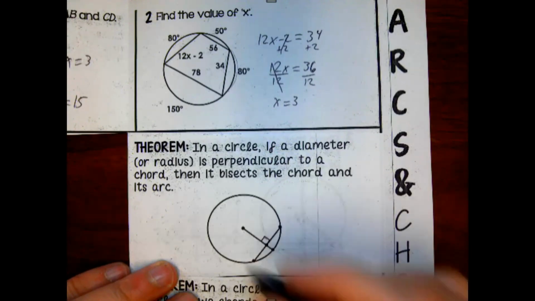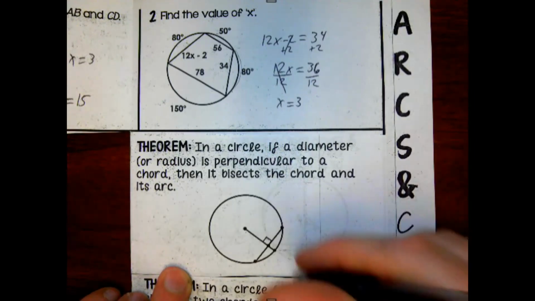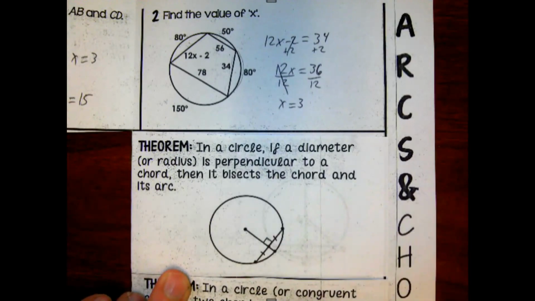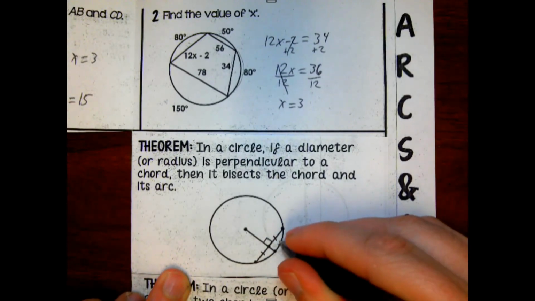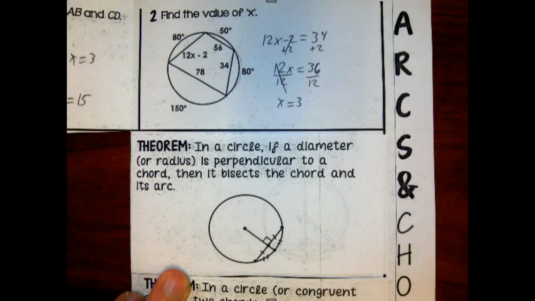And that would also be true if we were talking about a diameter that goes all the way across the circle. So that means that this and this are the same, and because they're the same, that means that the arcs next to them are also cut into equal halves.